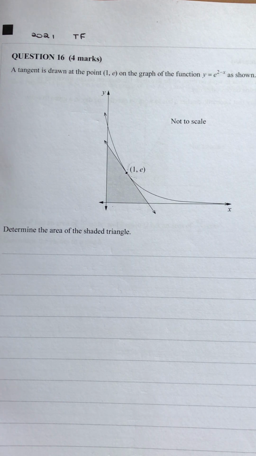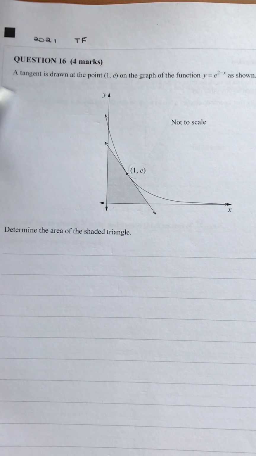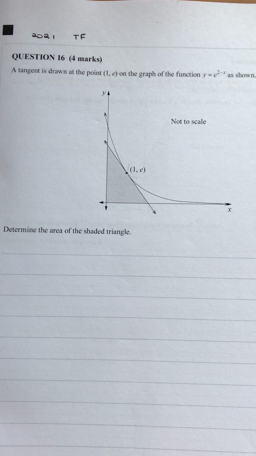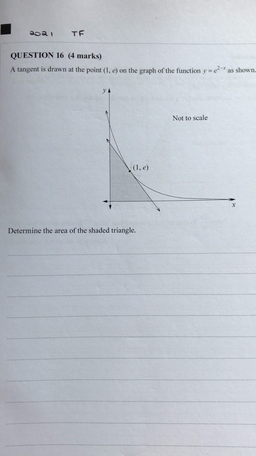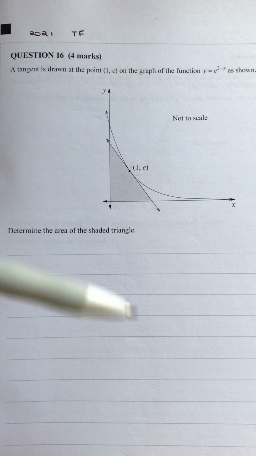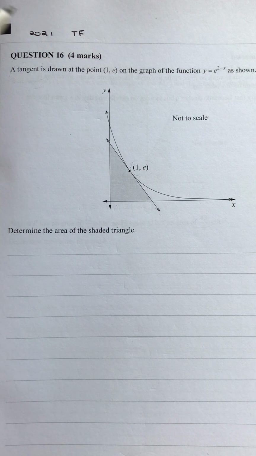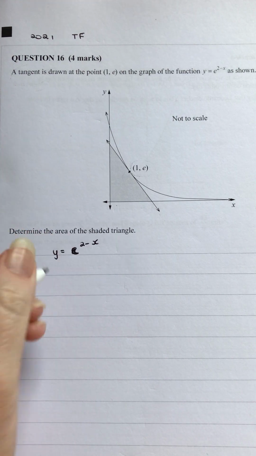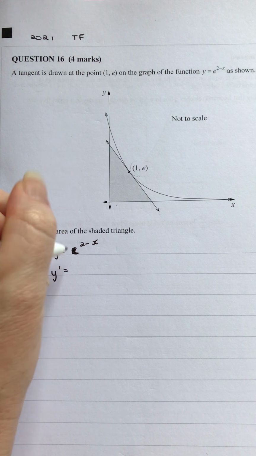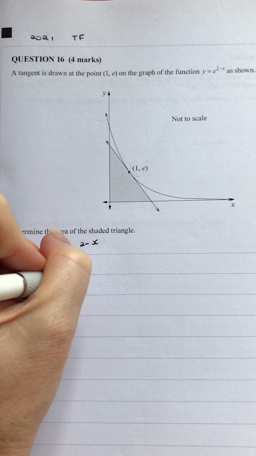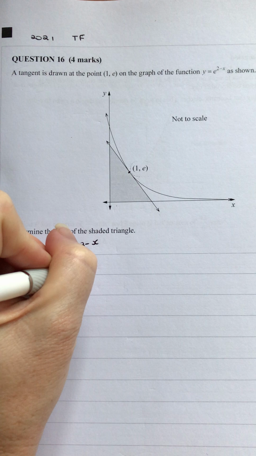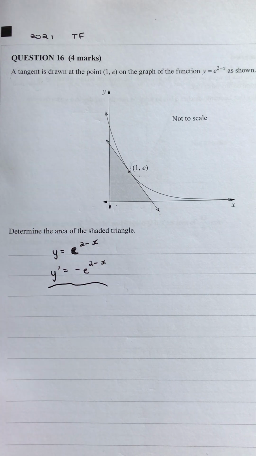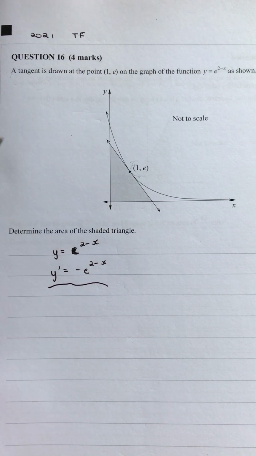So to start with, when we're talking about our tangents, it's obviously going to be related to our derivatives, so we're going to need to know more about this tangent line. Now we can find the equation of the tangent by finding the derivative and then finding the gradient at that point and solving. So we've got our y equals e to the 2 minus x, so we can find the derivative of that. So we'd be bringing down that negative 1, and so we would get negative e to the 2 minus x as our derivative.